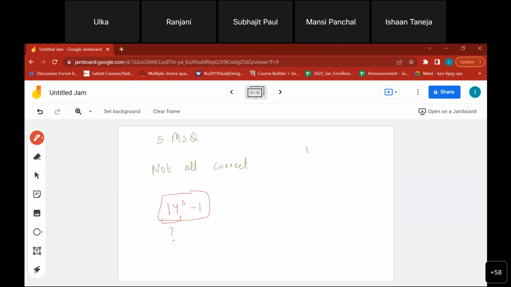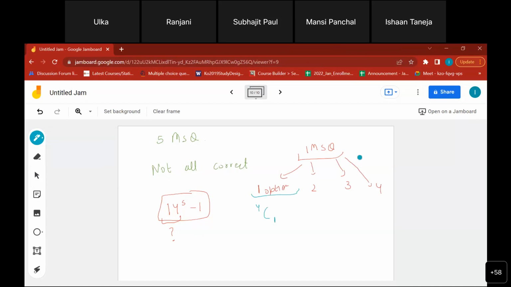So in how many ways can you attempt an MSQ in general? Either you will take only one option, or you will take 2 options, or 3 options, or all the 4 options, right? In how many ways can you take one option?